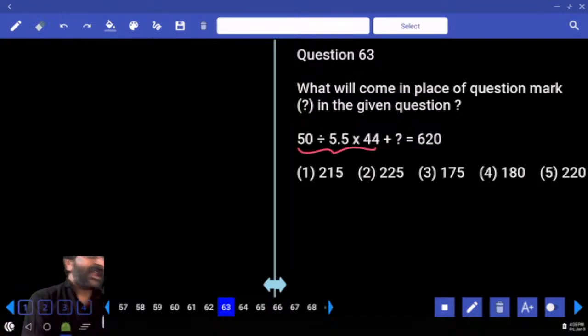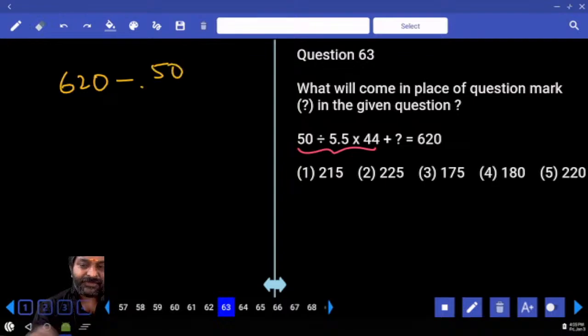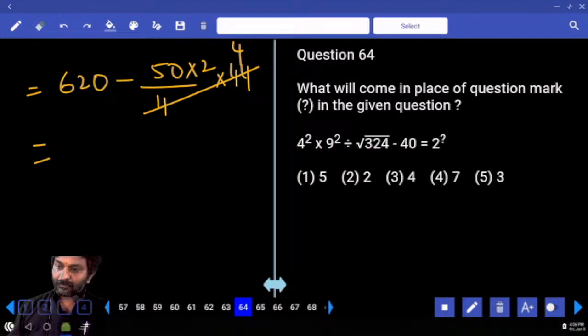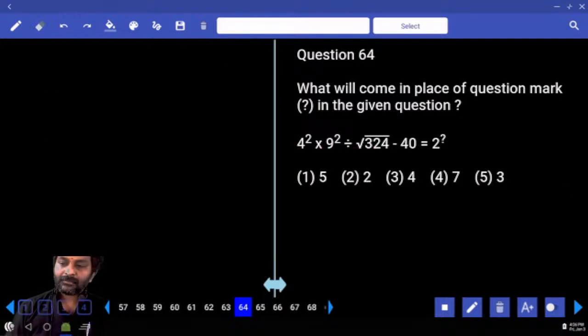Take this to the right hand side. 620 minus 50 by 11 by 2 into 44. 11, 4 times, 50 into 2 into 4. Subtract 400. Fifth option. Okay?